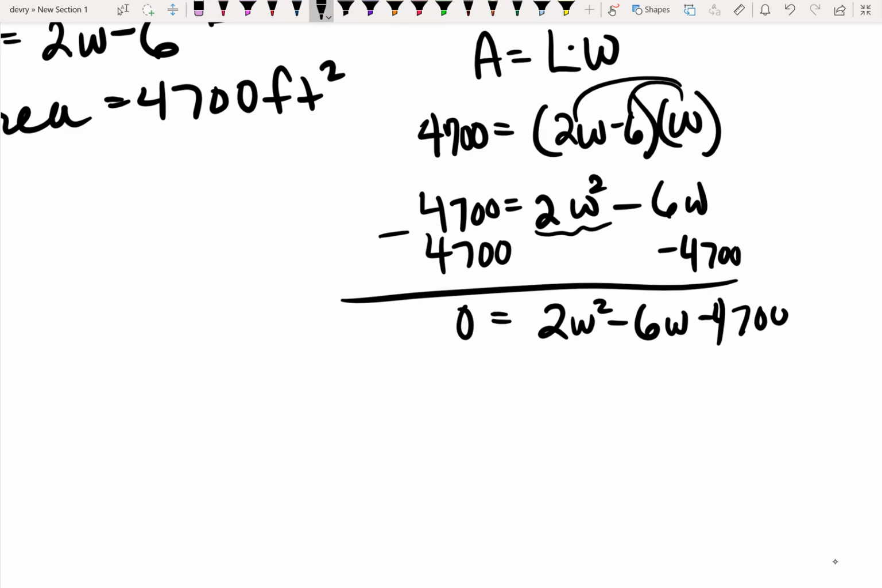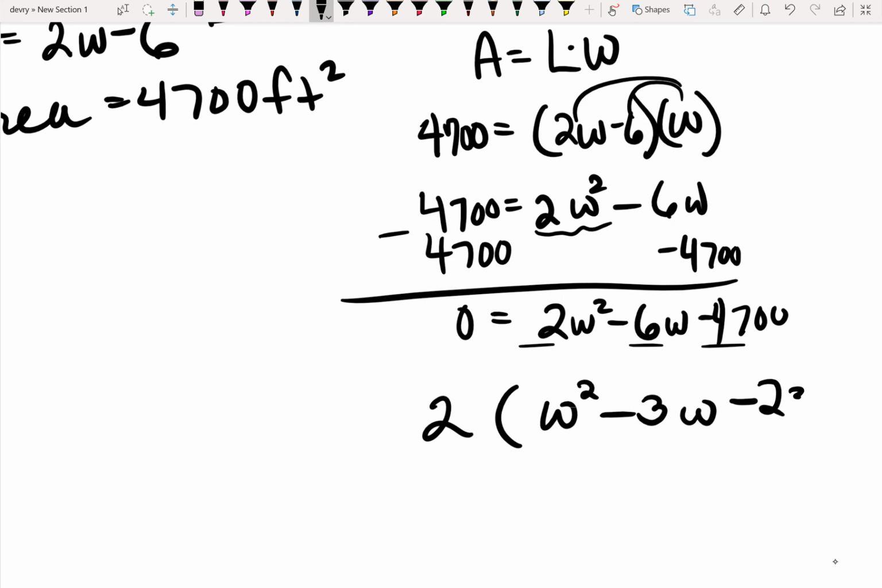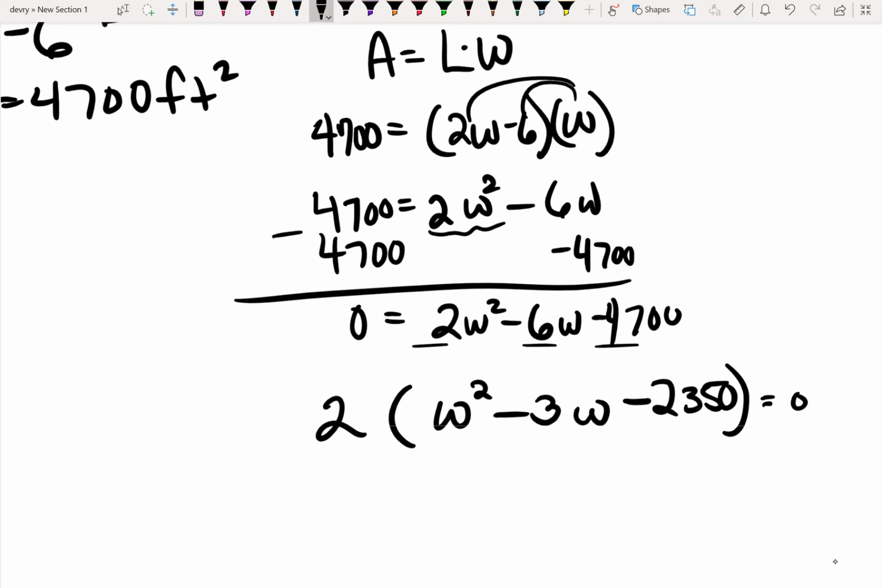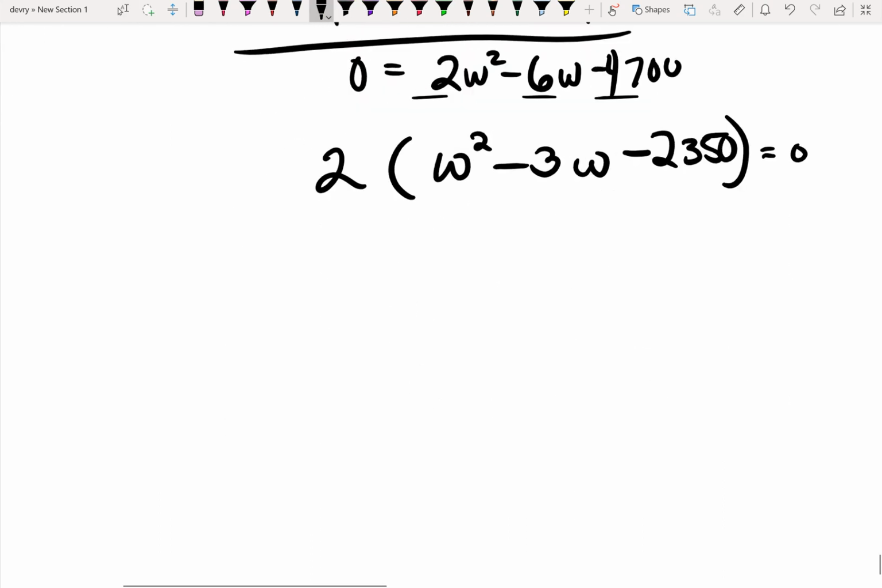First of all, I'm looking at these numbers and I can see they're all divisible by 2, so I could do that first. If I do that, I have 2 times W squared minus 3W minus 2,350, which is equivalent. And of course, remember that's equal to 0. Okay, and now I can factor this. Now I'm thinking it ends in 50. Let's use 50 as a factor.